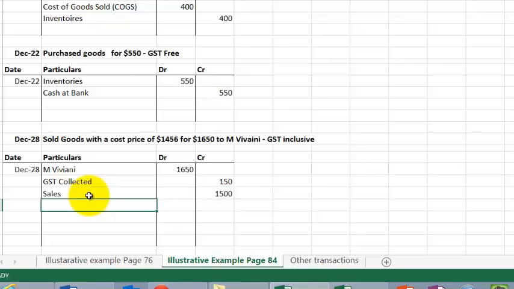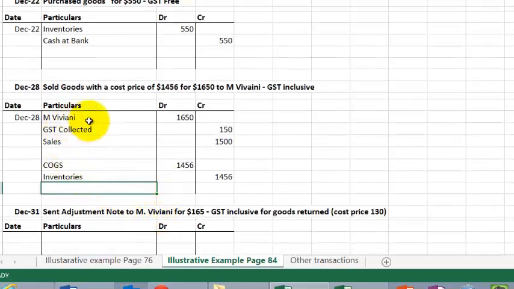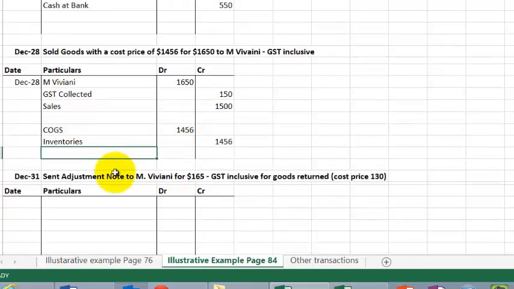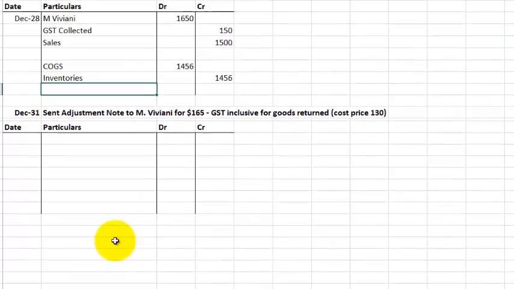What we've got to do is work out what the cost of sales component of that transaction is. I'm just going to use the abbreviation here called COGS. Okay, in the book they told us that's $1,456 for the cost of goods sold component. The inventories went down by the same amount. So what we've done there, we've recorded the sale and we've recorded the decrease in inventories along with our cost of goods sold. Now the last transaction is a little bit different.